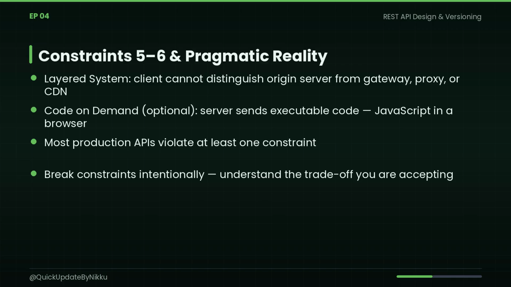Now for the pragmatic reality, most production APIs violate at least one of these constraints, and that is acceptable. The goal is not religious purity. The goal is understanding why each constraint exists, so that when you do break one, you do it deliberately and you fully understand the consequences you are accepting.